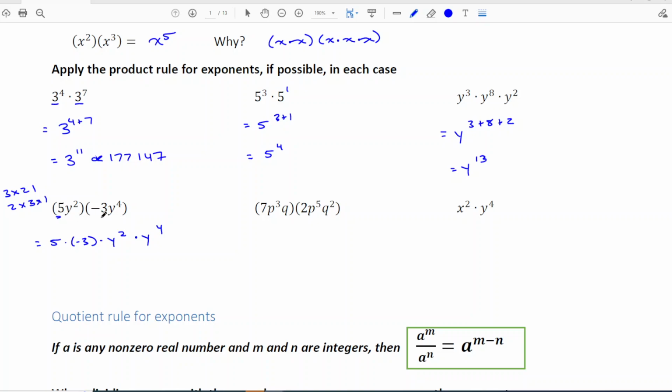So we're just going to multiply numbers with numbers and then same bases with same bases. So this is going to give me 5 times negative 3 is negative 15, and then y to the 2 plus 4 gives me y to the 6. All right, pause the video and see if you can give the next two a go.